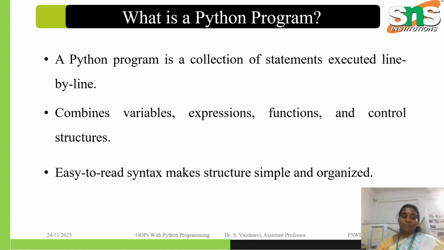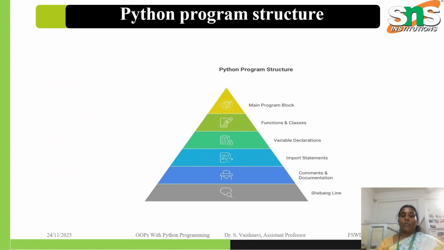So the next one is the important statements. What are important statements? They include keywords used to include functionality, main program block, functions and classes, variable declarations, and also import statements, comments, and documentation, with the shebang line. The shebang line is a unique first line, like #!/usr/bin/env python3, at the top of the script that specifies the interpreter to use.